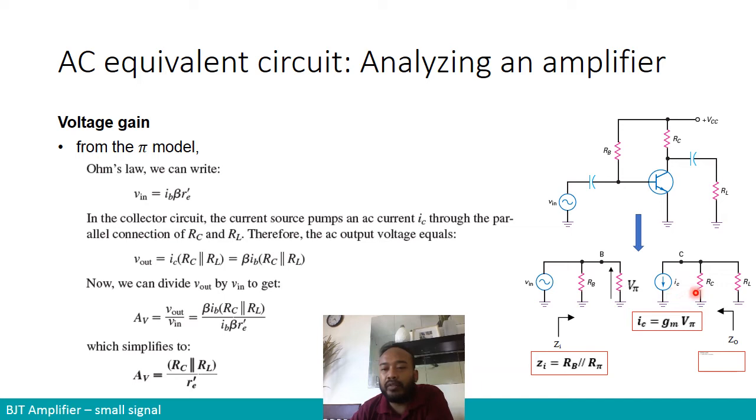And then in the collector circuit, we are going to find V output. So what is V output? V output, of course, is the current IC multiplied by the resistor that we have in the output. In the output, there are two resistors, RC and RL, so they are in parallel. So IC multiplied by RC in parallel with RL, and we know that IC is beta IB, or if we are given the parameters GM and V pi, then IC is also GM V pi. So therefore you get V out over here.